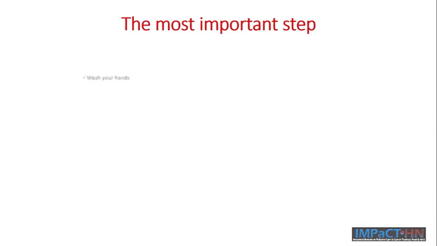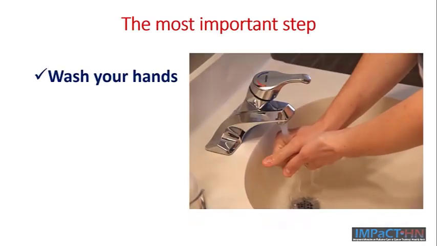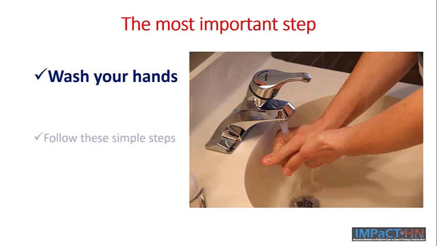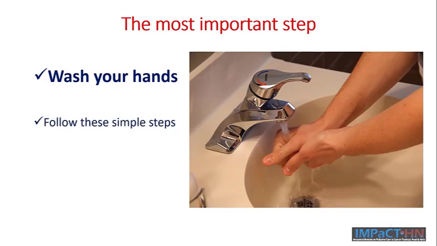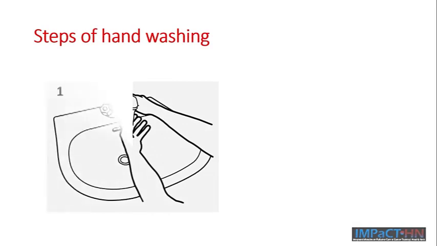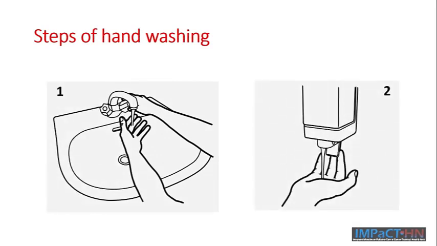Hand washing is a most important step while caring for the patient at home. Following a proper hand washing technique will protect both the patients and the caregivers from infection. To do a proper hand washing, follow these simple steps. First, open the tap and wet your hands with water. Then apply soap to cover all the surface of the hands.